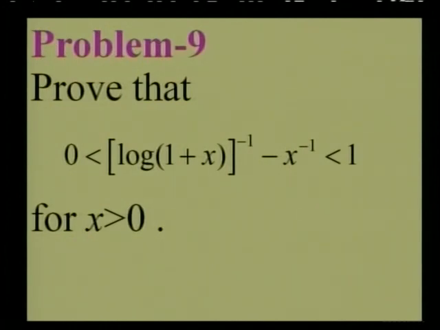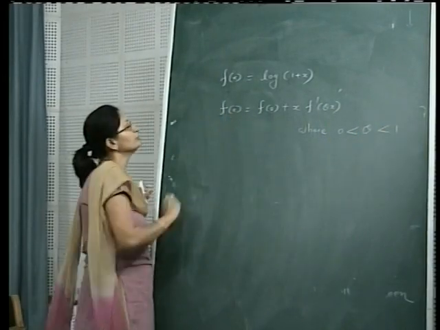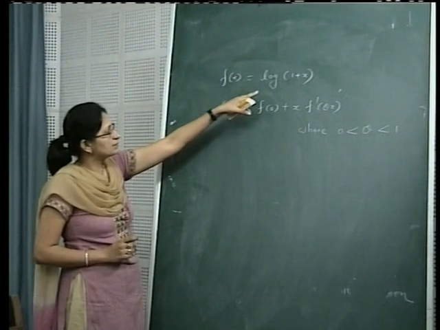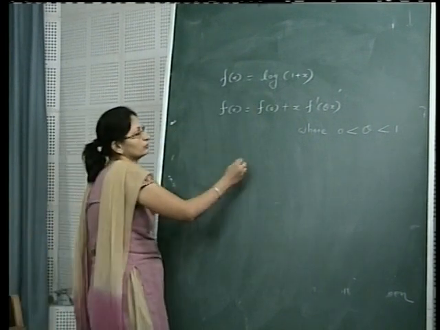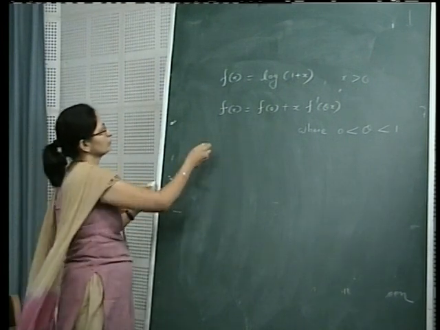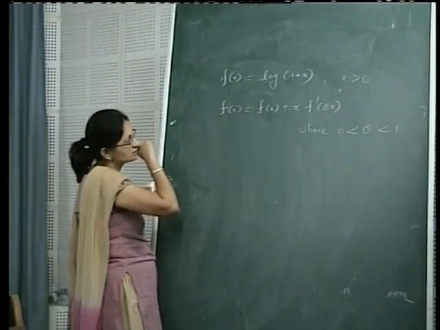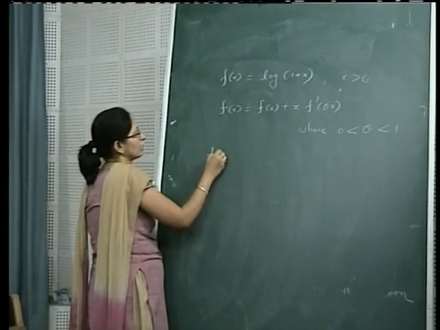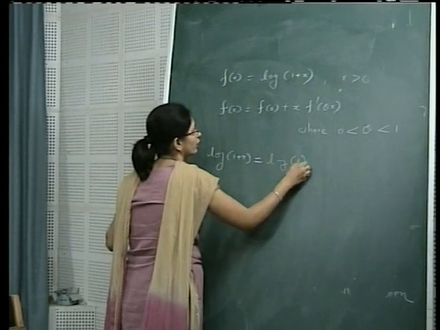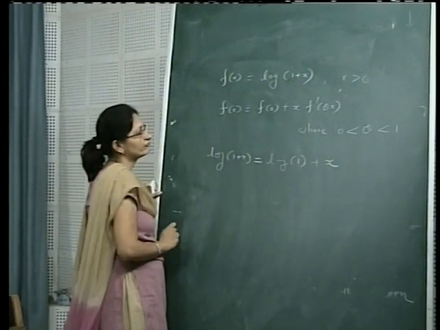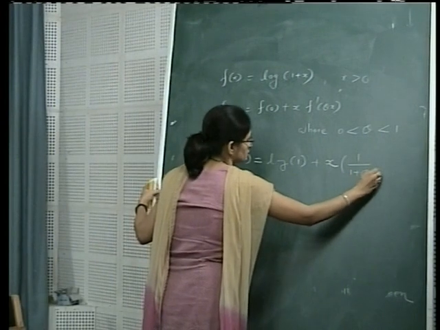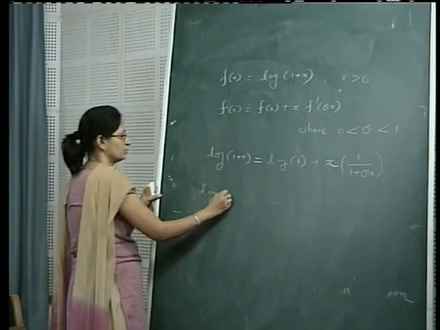We apply the Lagrange mean value theorem on this function f x is equal to log 1 plus x. This function is continuous for any x greater than 0, and it is also differentiable for any positive number x. Now log 1 plus x is equal to f 0 plus x f dash theta x. Now the derivative of log is 1 upon x, and so it's 1 upon 1 plus theta x.